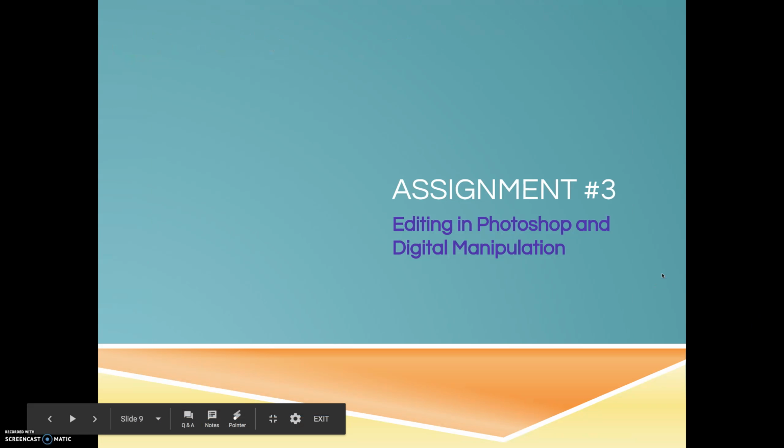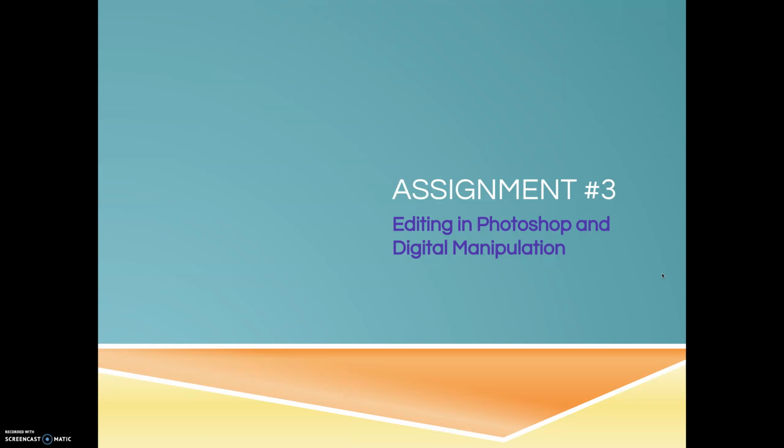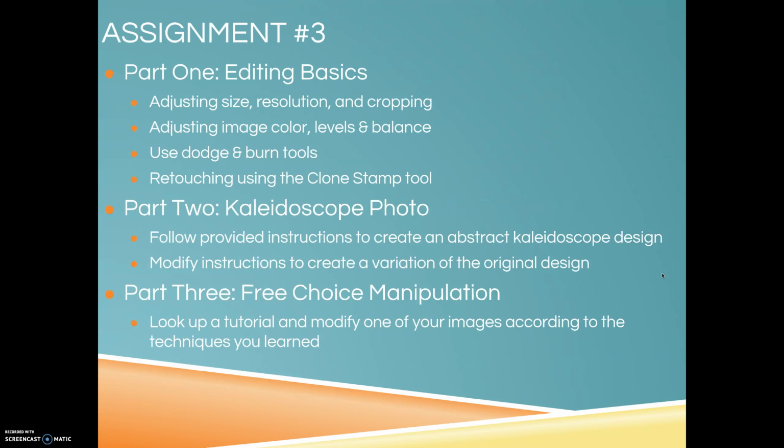All right, so let's kind of break down what you're going to be doing with this third assignment. Like I said earlier, it does have 3 different parts. In part 1, we're going to focus just on the basics of editing. There's going to be 4 little mini things that you're going to do that will teach you the basics of how to adjust the size, how to crop a picture, how to adjust things like color balance, saturation. And we'll look at two of the really useful but simple to use tools in Photoshop, the Dodge and Burn tool and the Clone Stamp tool.